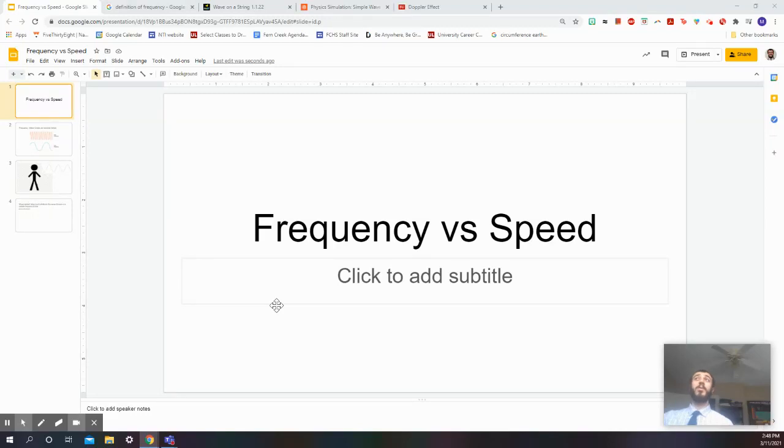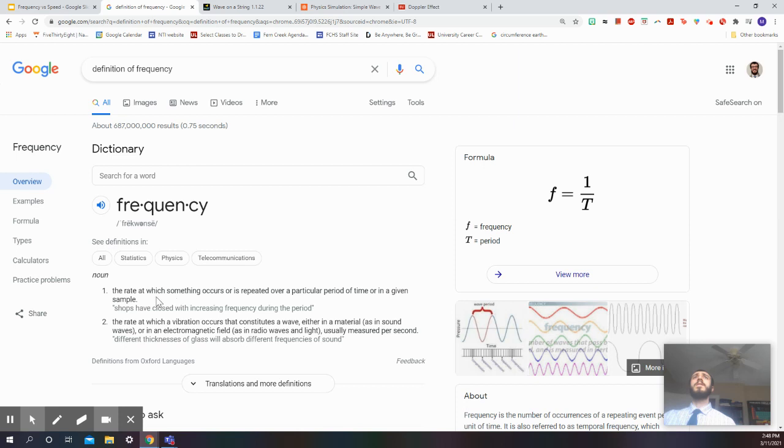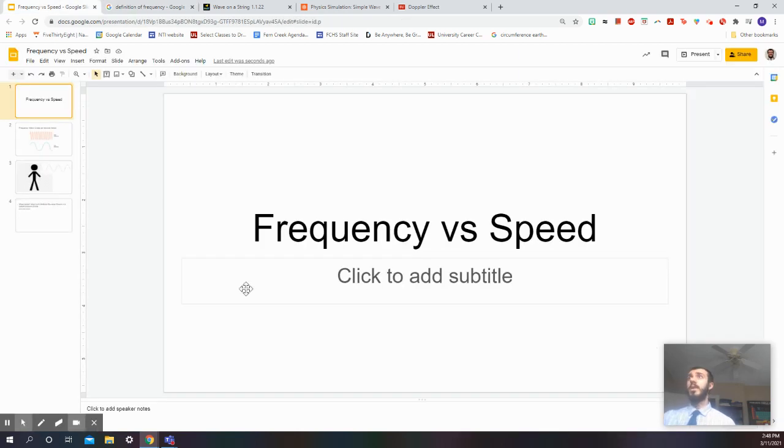Hi all, today we're going to talk about frequency. If you just Google the definition of frequency, you're going to see it says the rate at which something occurs, right? So it's how often something happens. But in waves, it's got a very specific thing we care about. We care specifically about how often a full wave cycle happens.